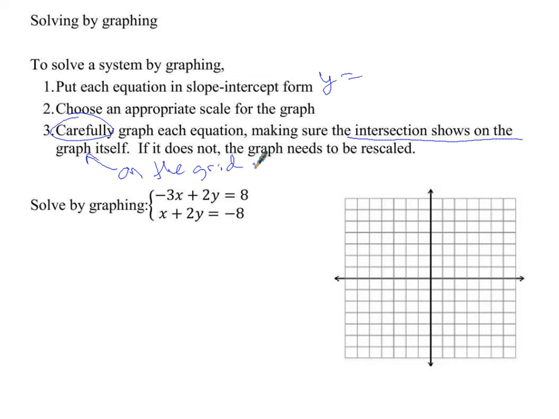So if I were to draw, just for example, a line like this and then a second line up here, this doesn't cut it. I got to be on the grid, so I'll have to rescale that.